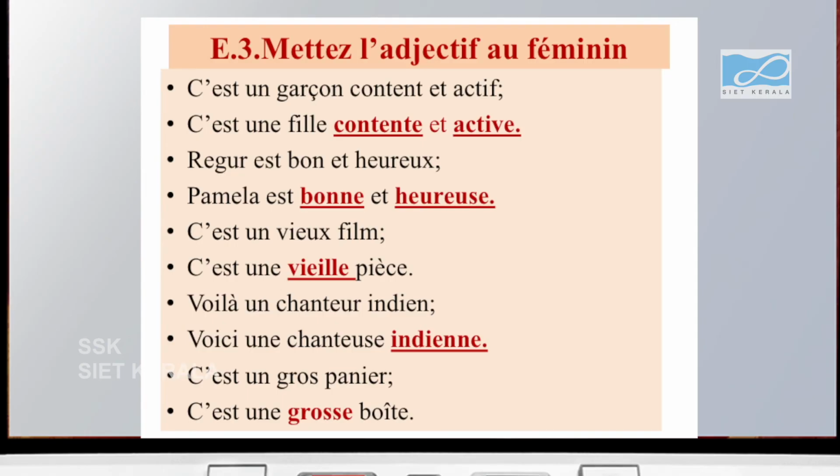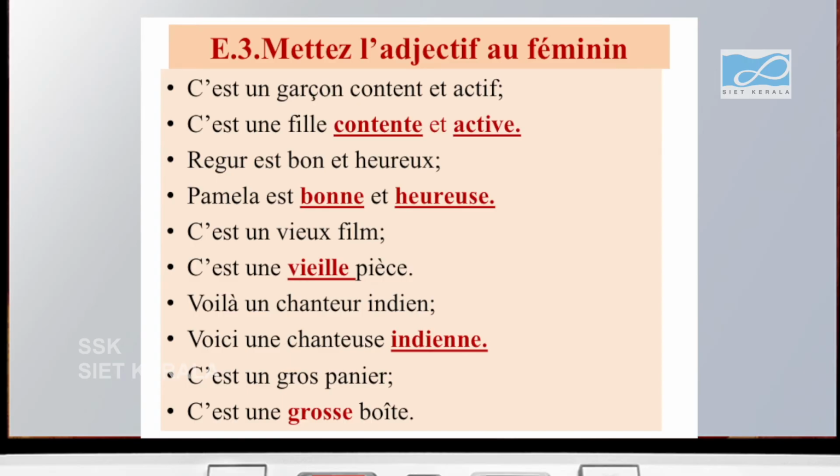Roger est bon et heureux. Now B-O-N, remember we learned, it ends in a consonant, so you have to double the consonant and add an E. So Pamela est bonne, et heureux ends in E-U-X, so it becomes E-U-S-E, et heureuse. C'est un vieux film. So it's an old film. We will do this adjective vieux in detail as we go ahead. So the feminine form of that is V-I-E-I-L-L-E. C'est une vieille pièce. Voilà un chanteur indien. Here's an Indian singer.